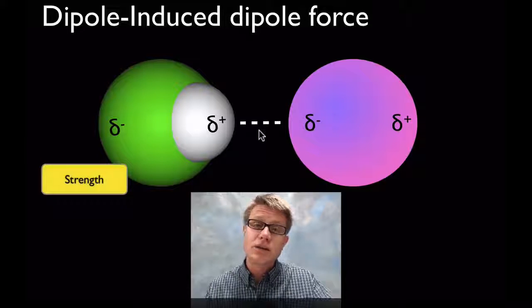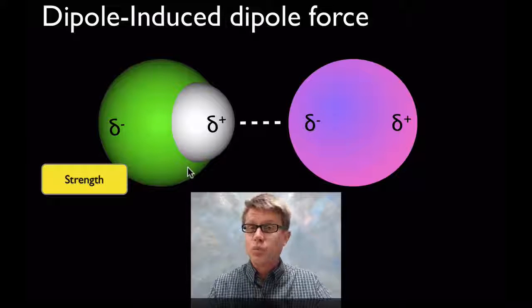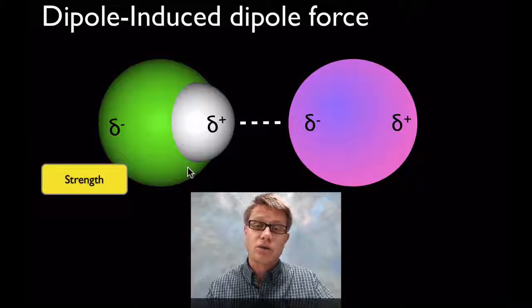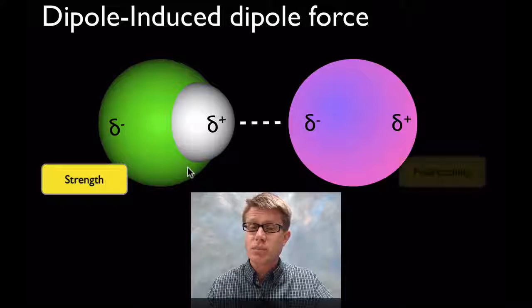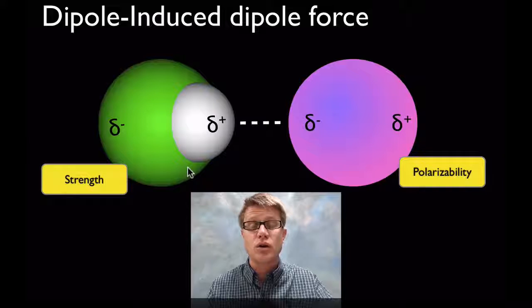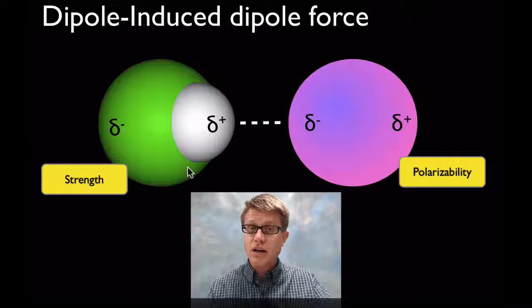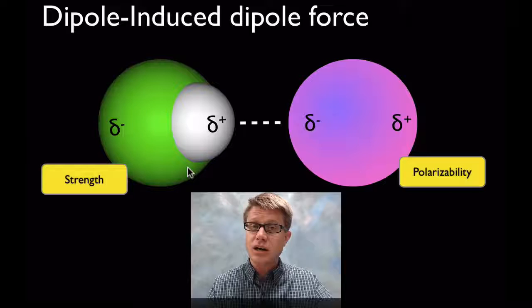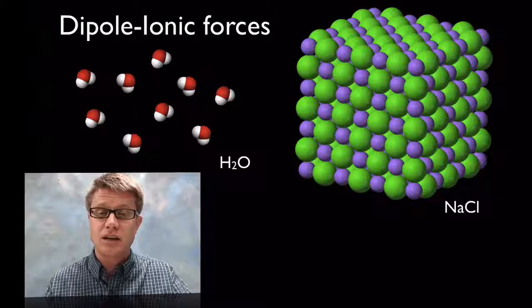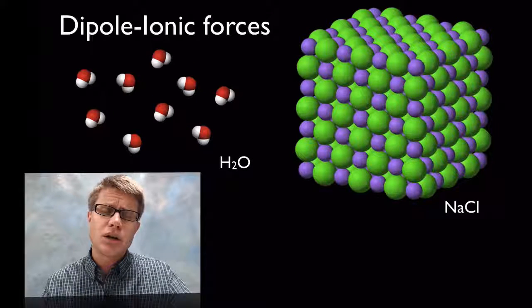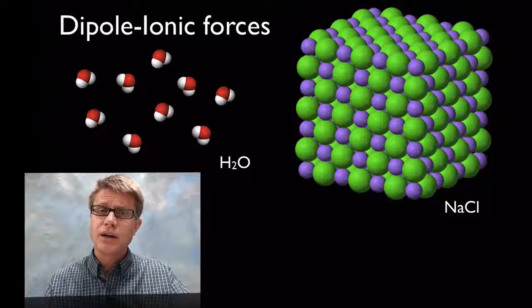Now, what's going to increase the ability to be induced? Well, it's going to be the strength of this dipole. The more strength there is in that polarity, the more likely we are to induce dipoles. And then the other thing is going to be the polarizability of that other atom or other molecule. The more electrons it has, the more likely those electrons can be tugged on, and we can make these instantaneous dipoles.